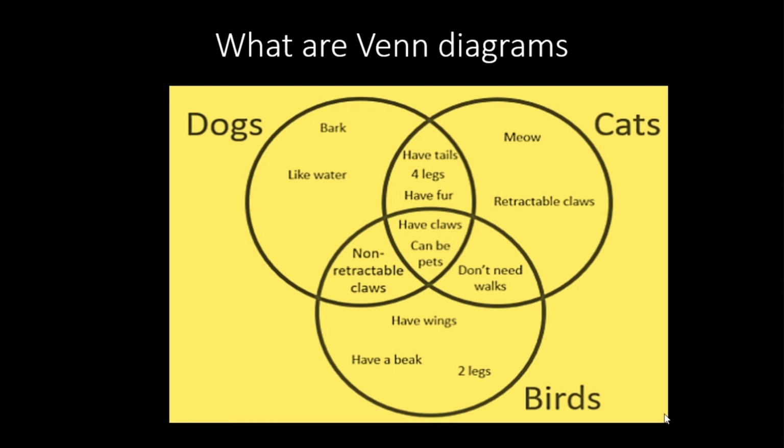For example, a dog has properties like bark and like water, and cats have properties like meow and retractable claws. Some of the properties that are in both dogs and cats are they both have fur, they have claws, and all of them can be pets. What about birds? The same. On the other hand, birds only have two legs and they have a beak as well as wings, which is not present in dogs and cats. So you see, in a nutshell, a Venn diagram is able to explain for us properties or functionalities that are only in specific entities.